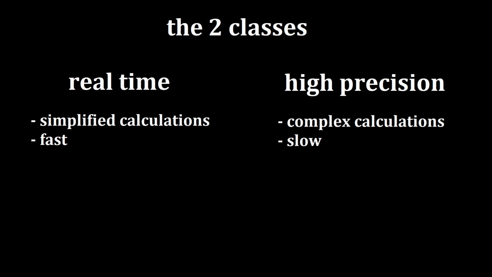Furthermore, there are two classes of physics engines, real-time and high-precision. Real-time engines use simplified calculations to simulate physics in real time. These are most commonly used in video games, as speed is more important than accuracy in these cases. High-precision engines calculate physics much more precisely, but take much longer. These are used by scientists and engineers and in computer-animated movies to create realistic effects.